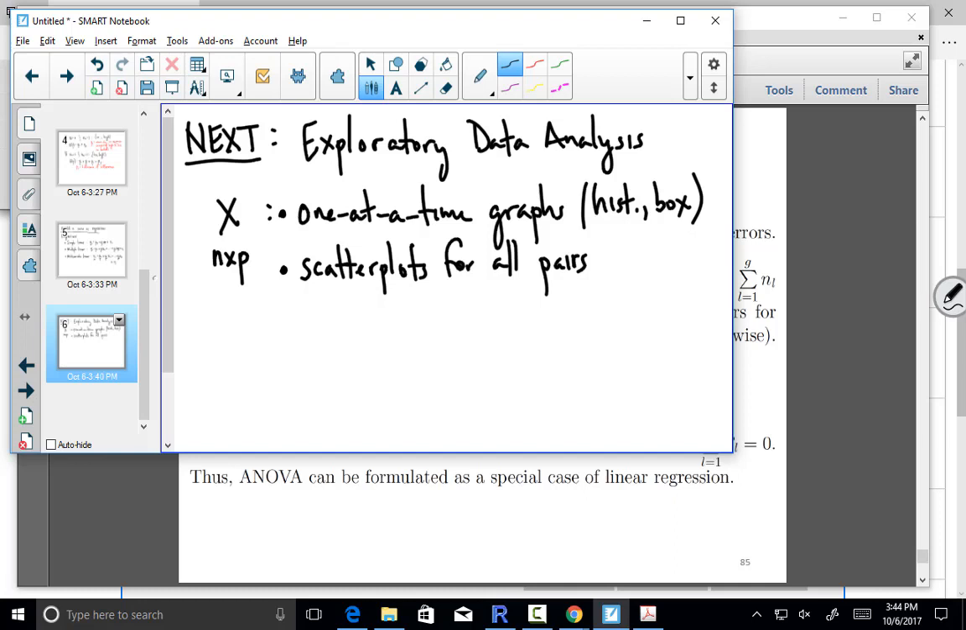But what in the world could we do to, in one picture, characterize all the interrelationships at once? So we're going to learn about several techniques for visualizing our multivariate data in a way that's slicker than one variable at a time.